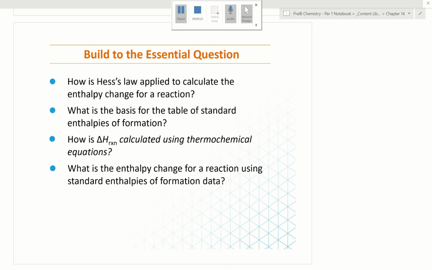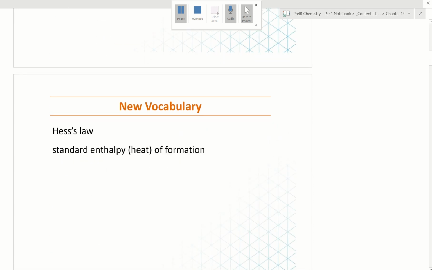All right, so what we're going to do is learn about a process called Hess's Law. Hess's Law is actually a lot of fun because it's kind of like a little puzzle you get to figure out. So hopefully you'll be able to get that done as we go through. We're going to look at the standard enthalpies of formation table, and we're going to look at the basis for that. We're going to look at how the delta H of a reaction, this little RXN, is shorthand for reaction. We're going to look at how to calculate that using thermochemical equations, and we're also going to look at the enthalpy change for a reaction using standard enthalpy of formation data. So there's going to be a lot of calculation in this.